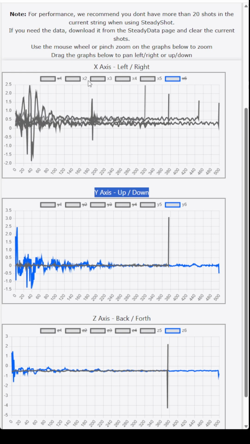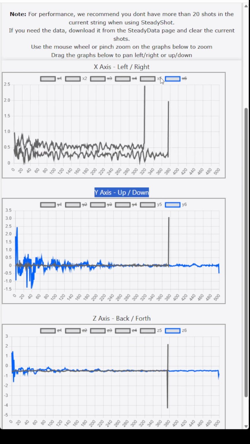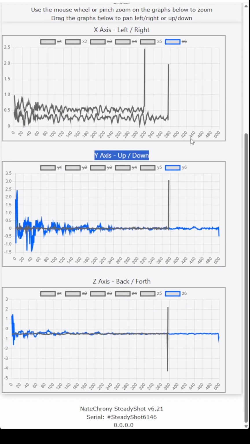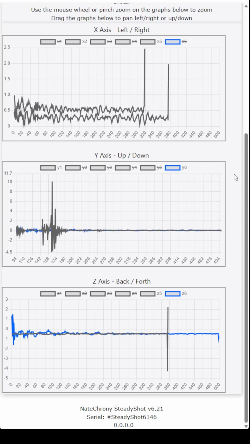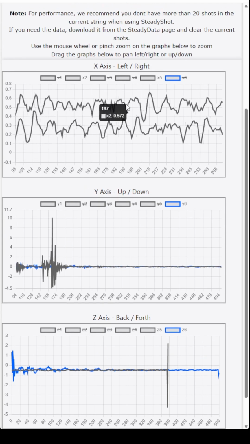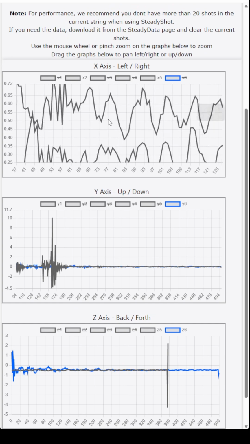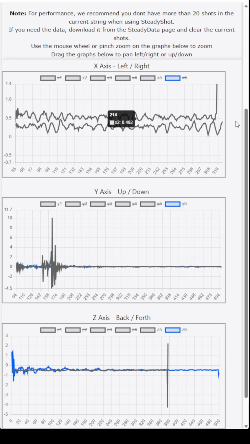So if I want to have a look at my second shot, X-axis, compared to my fifth, if I want to look at the Y-axis, I'll look at my first and my sixth shot. So you can compare different axes on different shots. You can also zoom in and get a really good granular look at the data, how you are moving.